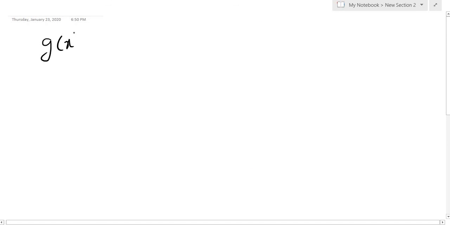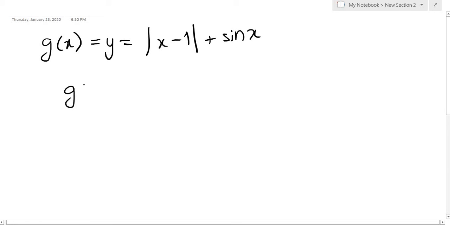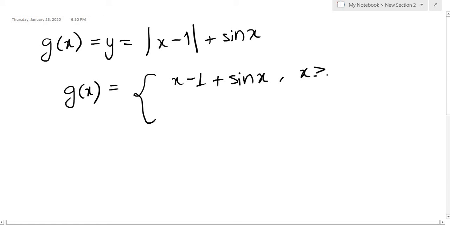Now we have g of x, y equals the absolute value of x minus 1 plus the sine of x. I'll break it up for values less than and greater than 1, because that's where this absolute value sign would be a determining factor. So g of x would equal x minus 1 plus sine x for values where x is greater than or equal to 1, and minus of x minus 1 plus sine of x when x is less than 1.